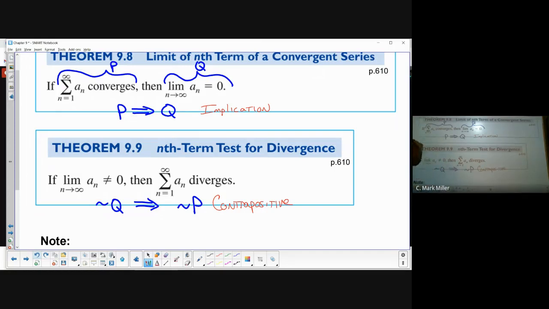I mentioned that if the series converges, the nth term has to go to zero. Because if it doesn't go to zero, suppose it goes to 1, then you're going to be adding that 1 infinitely many more times, and it's not going to converge. So if the nth term doesn't go to 0, there's no way it can converge. It diverges.